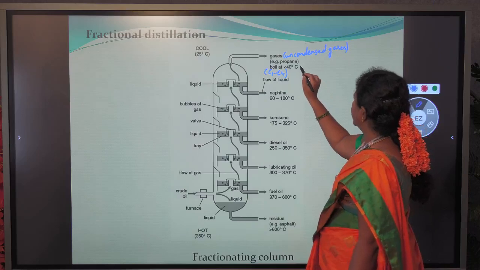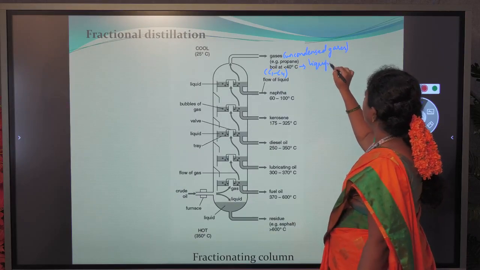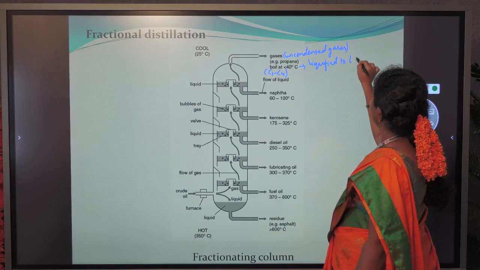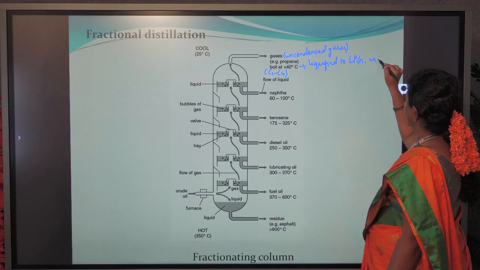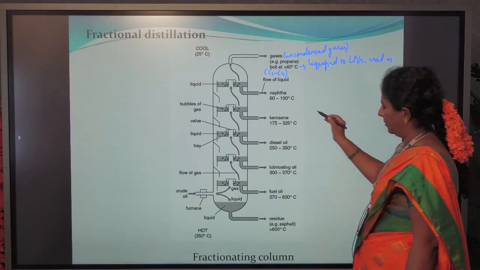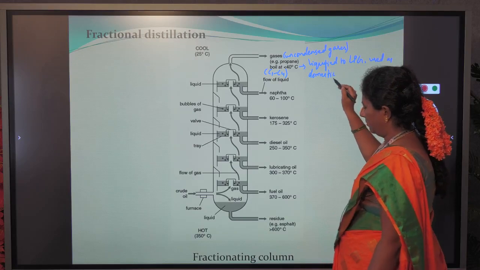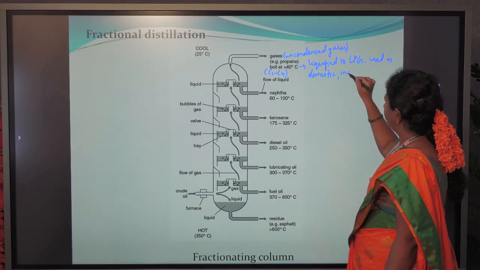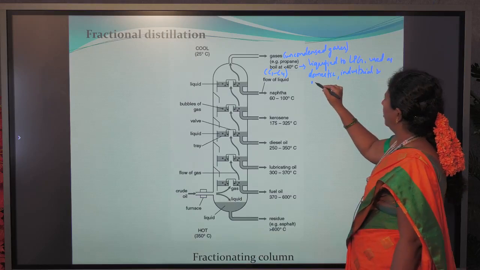These uncondensed gases can be liquefied to LPG, can be used as domestic, industrial and motor fuel.